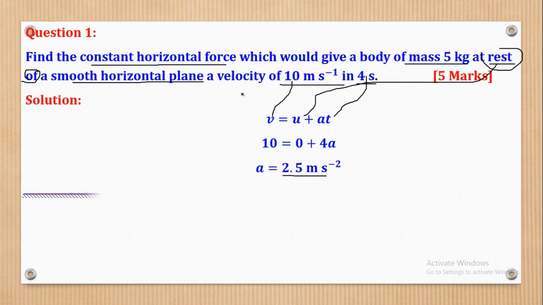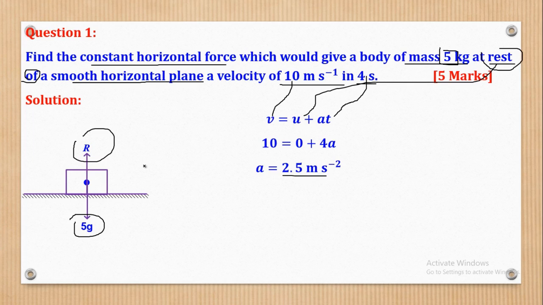Now that we know the acceleration, we shall draw our sketch. First of all, we have to remember that the body has a mass of 5 kilograms, therefore the weight will act vertically downwards as 5g. Then because of this weight, there will be a normal reaction, which is capital R. Then they want a constant horizontal force, so let that force be capital F. Because it's in that direction, the body will move to the right.